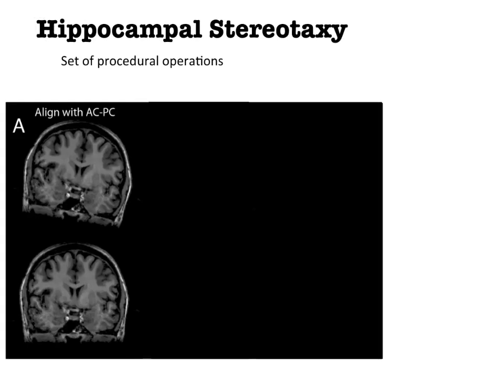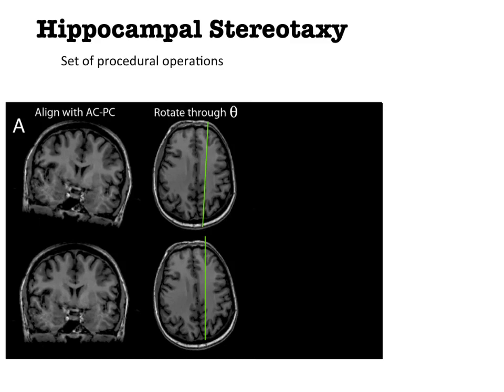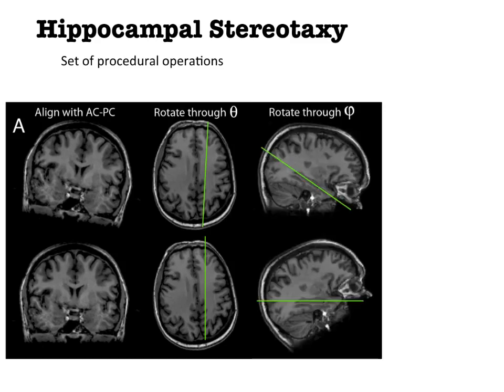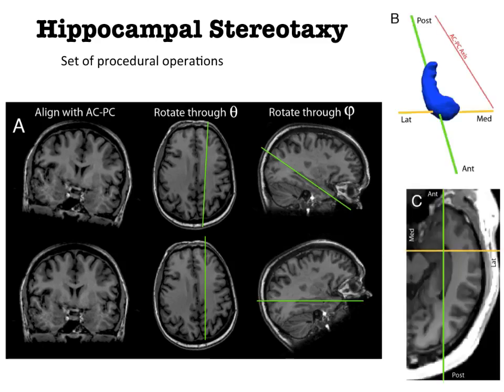In order to transform from the native space to the hippocampal space, we perform a set of procedural operations. The first is we align our volumes with the ACPC coordinate system. The second is we rotate through that pseudoaxial plane. The third is we rotate through the pseudosagittal plane. And when we look at that plane in panel C, you can see the full body and head of the hippocampus in one slice.